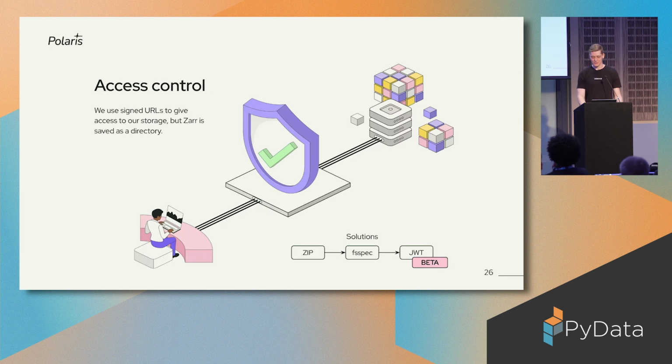All right, so another thing that we ran into is that we cared a lot about access control. So we wanted it to be possible for people to have private data sets. That means that we need to have some sort of authentication layer in front of our storage endpoint. And what we were using is signed URLs. However, Zarr is a folder-based format, so we couldn't easily create signed URLs for a folder.